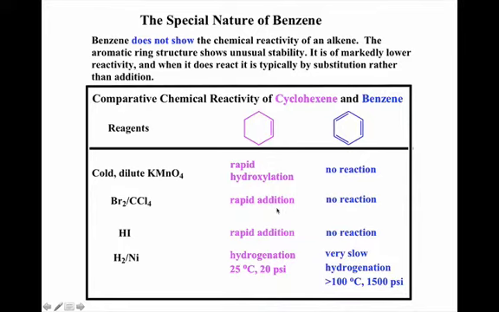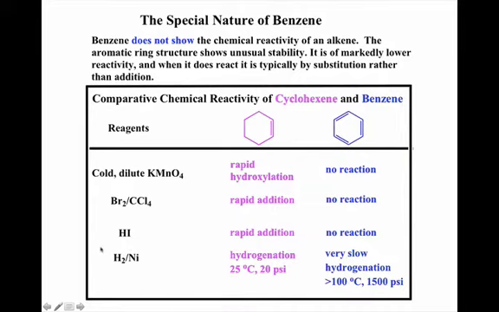If we add bromine to a solution of the alkene, we find that we get rapid addition and the bromine color disappears. However, if we add bromine to benzene, we find that no reaction occurs. So benzene doesn't do addition reactions. Same type of chemistry, if we try to add HX across the double bond, we find that for the cycloalkene that happens very rapidly. For benzene, no reaction.